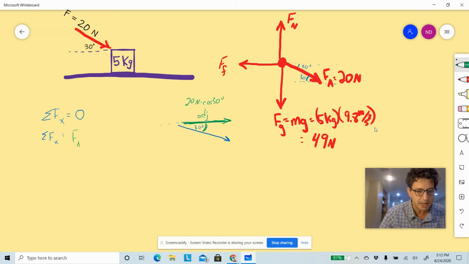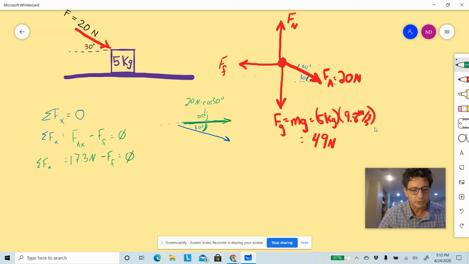Okay, so we're going to get the force applied in the x direction minus the force of friction. All of those things are going to equal 0. So this is going to be 17.3 newtons minus the force of friction equals 0. It's only those two forces acting horizontally. So that equals the sum of the forces in the x direction.